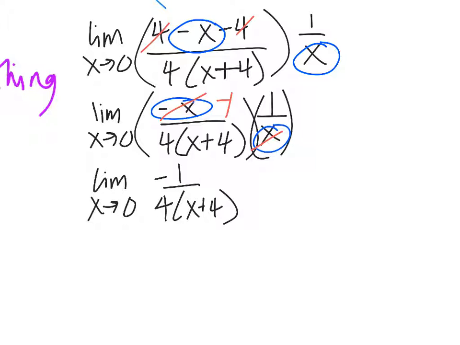Okay, do I have it simplified as much as I can? Yeah. Okay, so we try plugging in 0. Negative 1 over 4 times 0 plus 4. No, I'm evaluating now. I plugged in 0. I'm doing direct substitution now, so now I don't need the limit notation anymore. What does this equal? Negative 1/16. There's my answer.